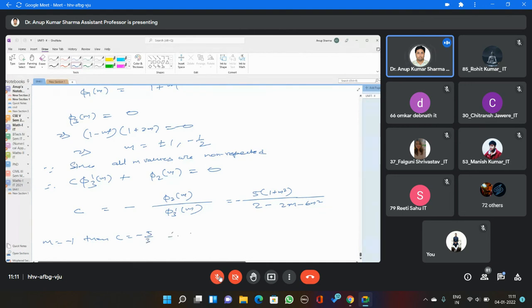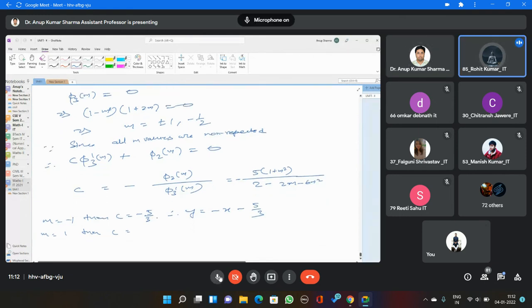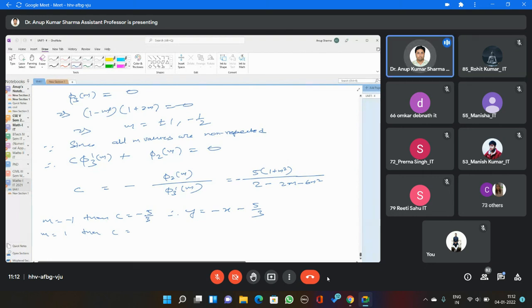So therefore, the expression is what? Y is equal to minus x, because m is minus 1, and C is minus 5 by 3. Okay, m is equal to 1, then C is equal to, put the values here. Sir, for m equal to 1 it should be 5 by 3. Yes, sir. For m equal to minus 1, it should be 5 plus 5 by 3. C equals 5 only.